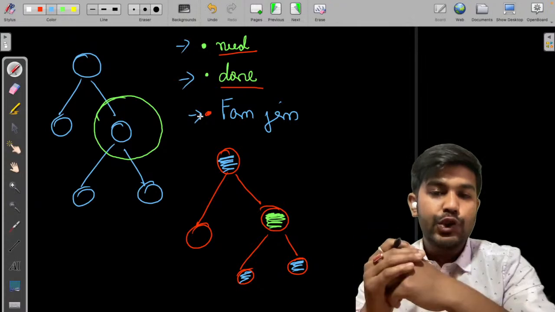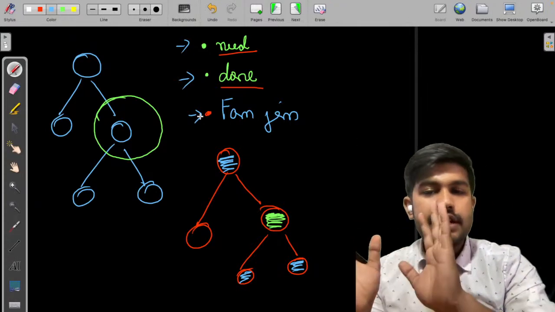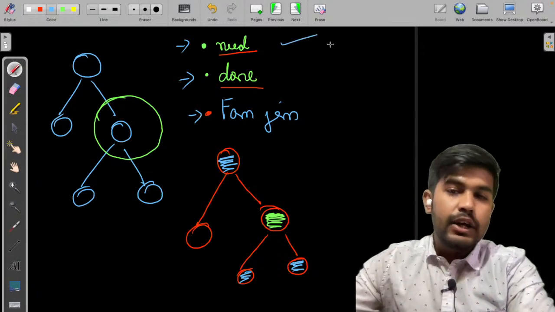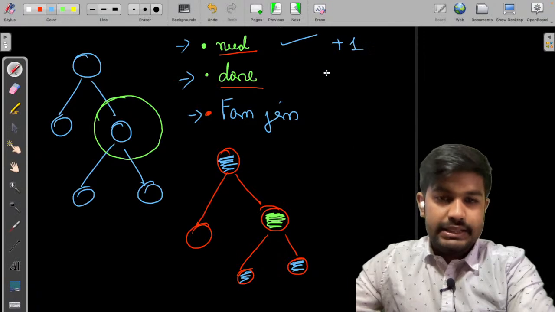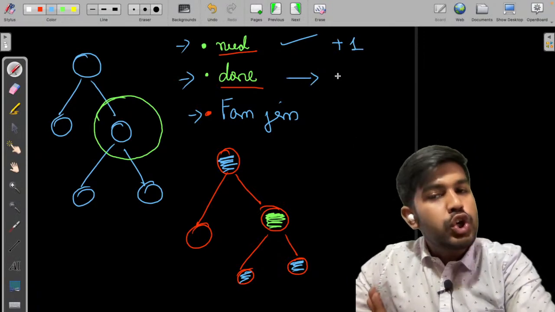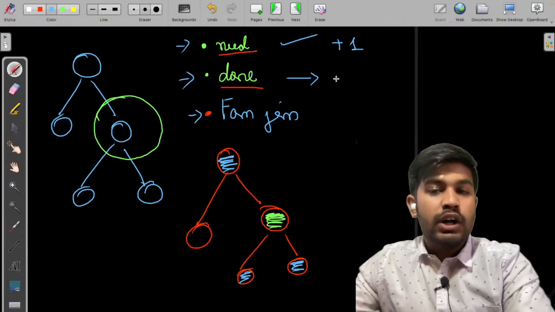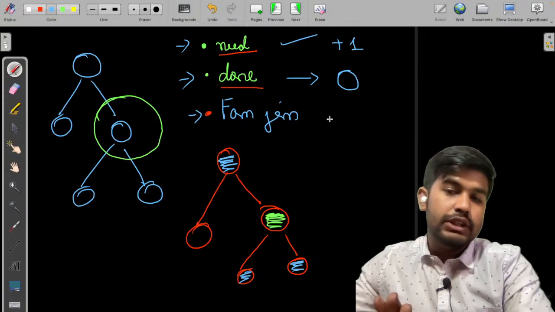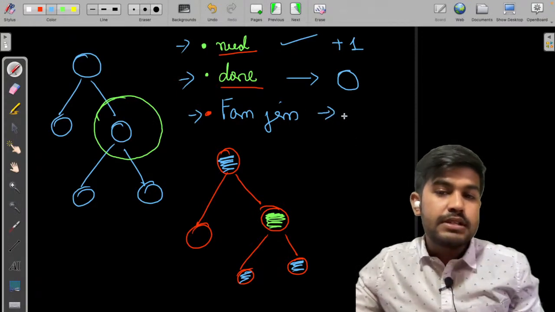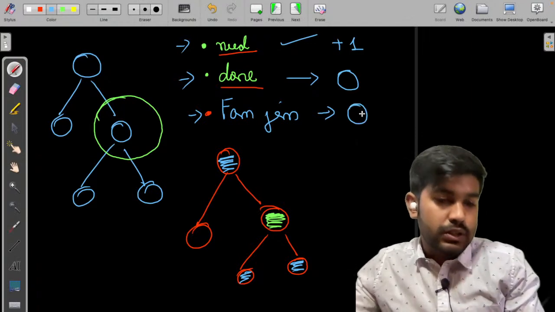Now what we need to do is we need to handle three types of scenarios. So if we need a vaccine, we would increment the answer. If we are done with the vaccine, we would not increment the answer. So the incrementation or the decrementation would be 0. Or if we are getting the vaccine from any family members, the need of the vaccine would be 0.